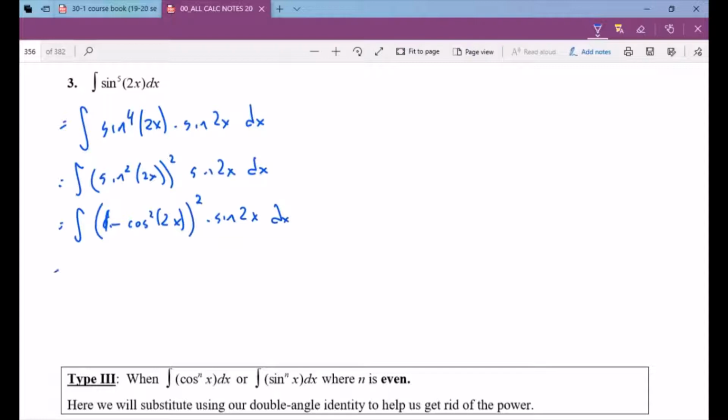And now we're going to square that out. We're going to distribute two binomials. And this ends up being equal to, in brackets, 1 minus 2 cos, still remains 2x is inside our cosine, and then we have plus cos to the 4. All of this is being multiplied still by sine 2x dx.